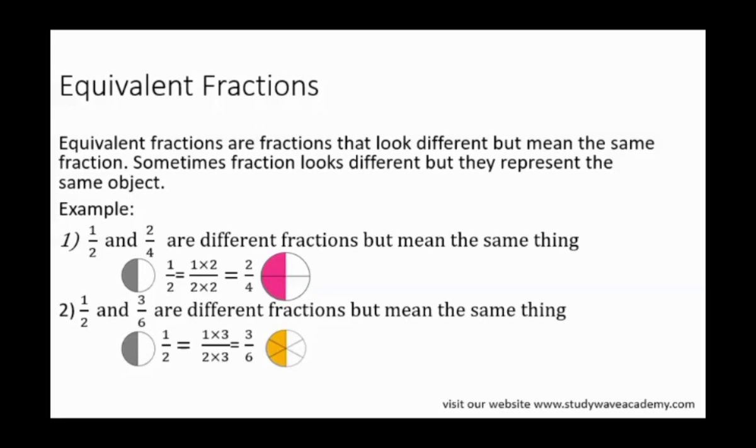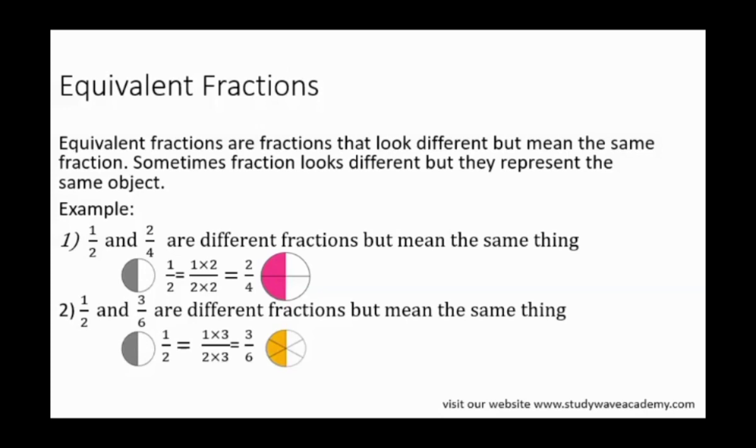So they are different numbers, but if we look at the object, they look the same, right? Now, what did I do? I used the same number to multiply the numerator and the denominator.